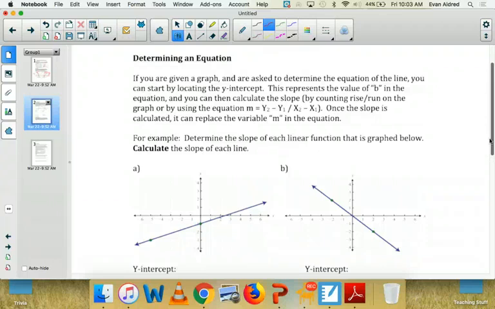Now the reverse of what you may need to do is to determine an equation when given a graph. If you're doing this, you'll have to calculate slope.